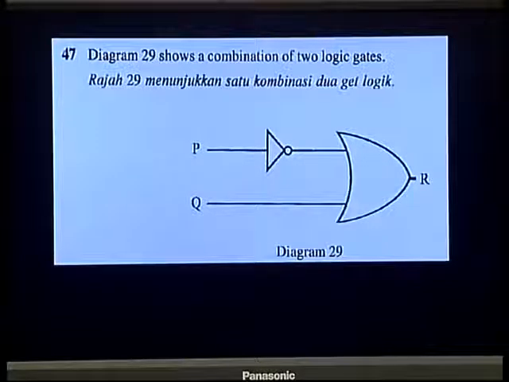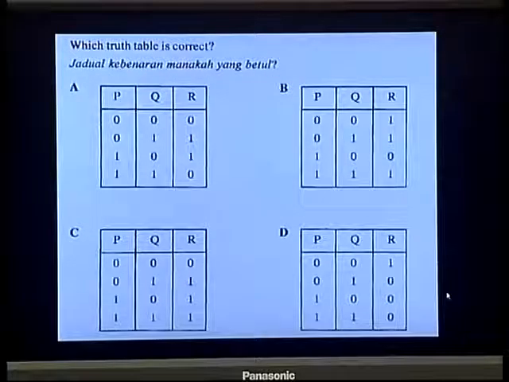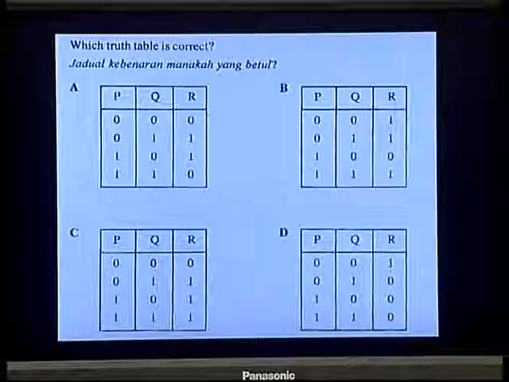Diagram 29 shows a combination of two logic gates. And what is the question now? Which truth table is correct? So it is an objective test question. You are given A, B, C, D.